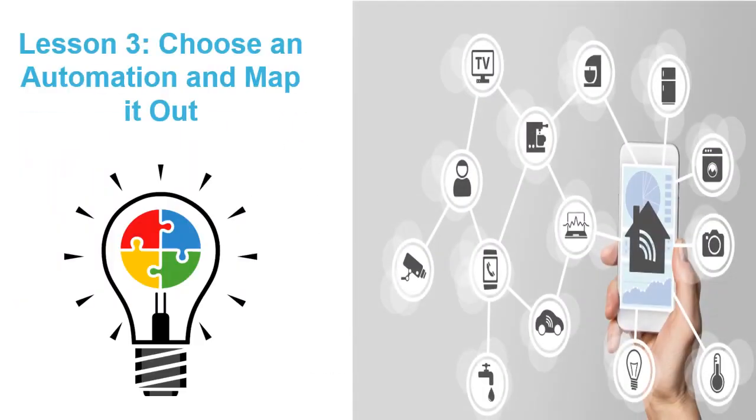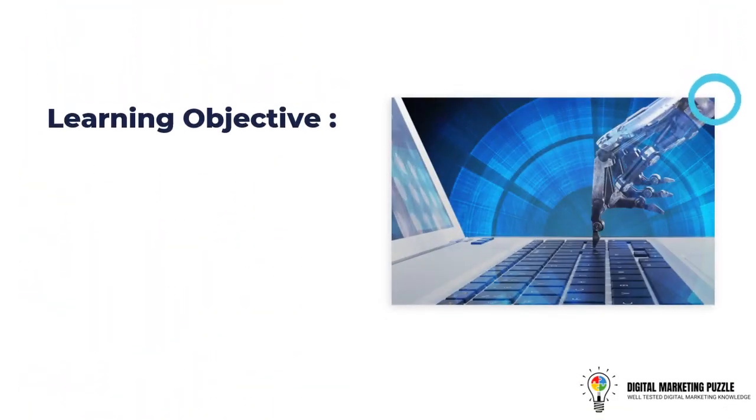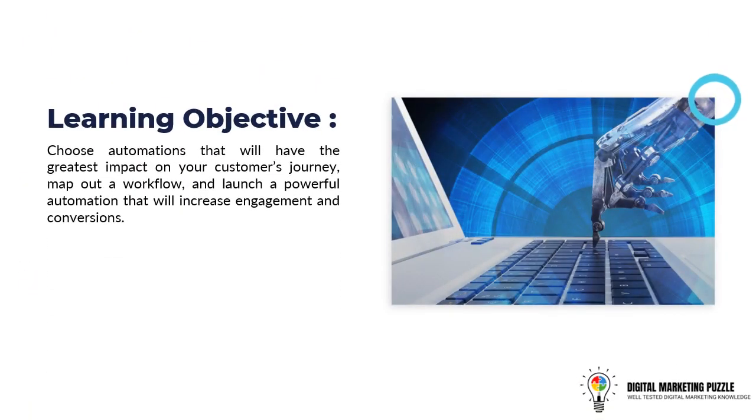Lesson 3. Choose an automation and map it out. Learning objective. Choose automations that will have the greatest impact on your customer's journey, map out a workflow, and launch a powerful automation that will increase engagement and conversions.